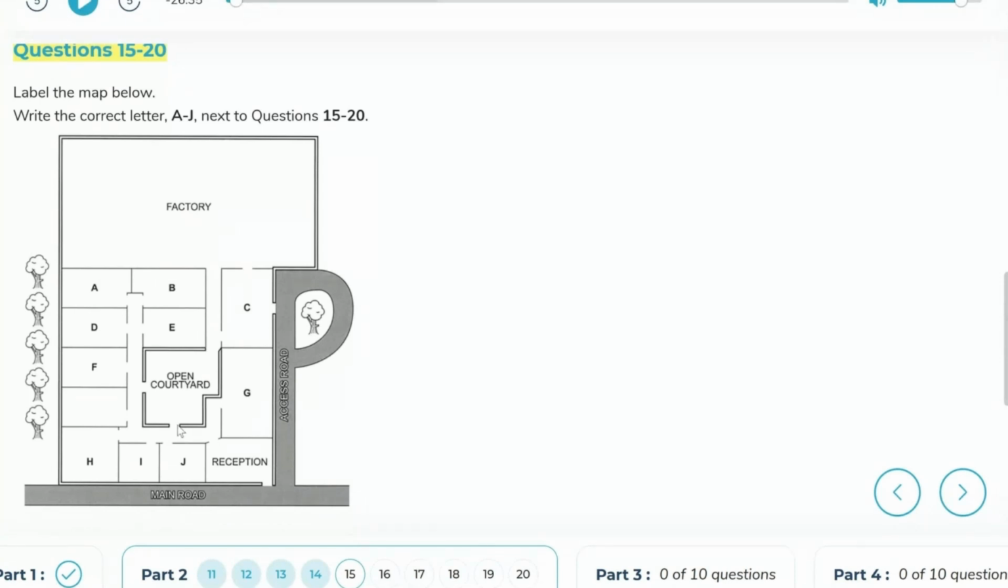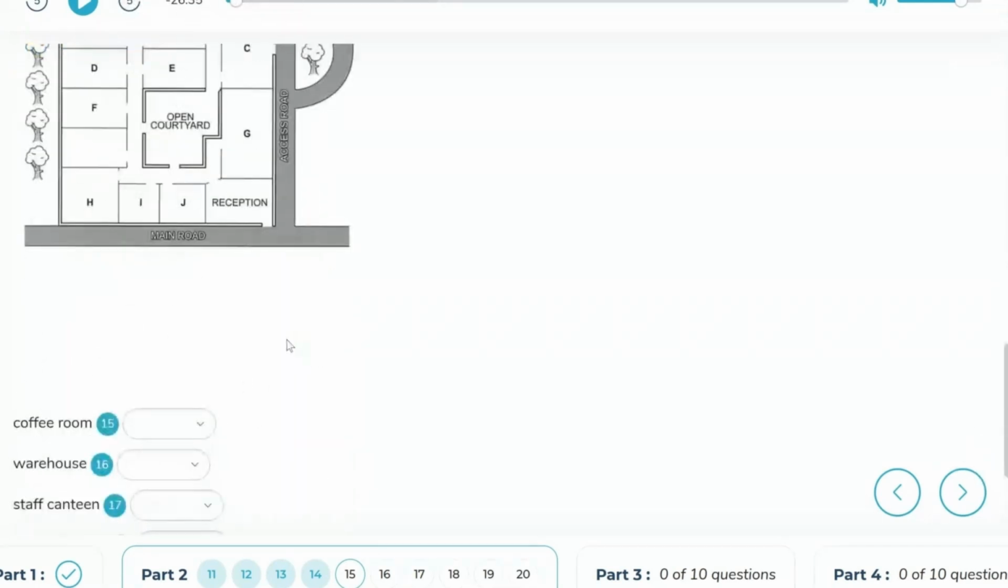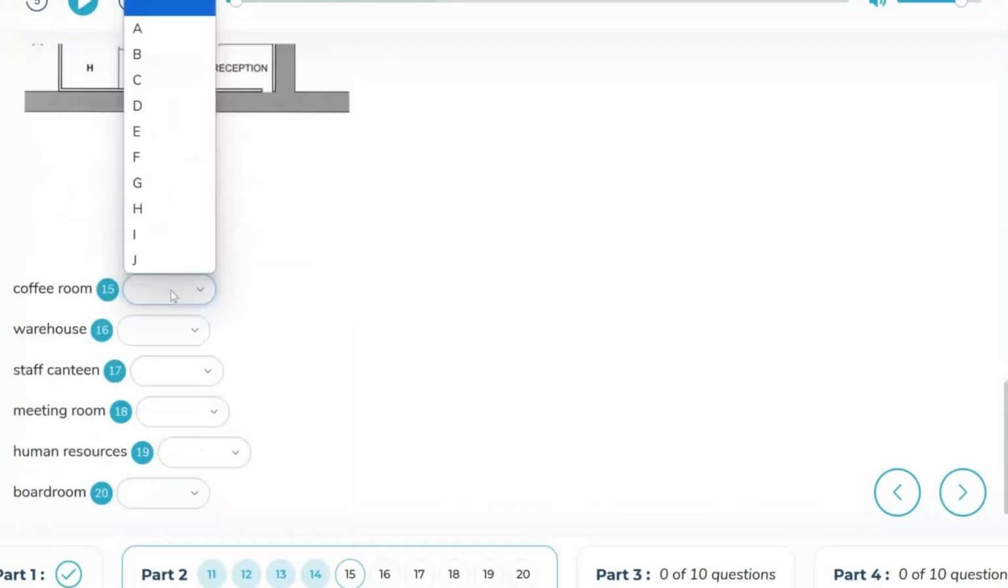This is left. If you go along that, the door facing you at the end is the entrance to the coffee room. From reception, left, the door facing you. So which option? Exactly, that is option H. So coffee room is H. Good job. Next is warehouse.